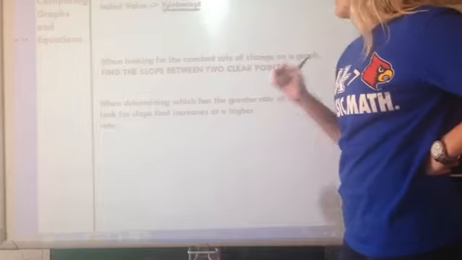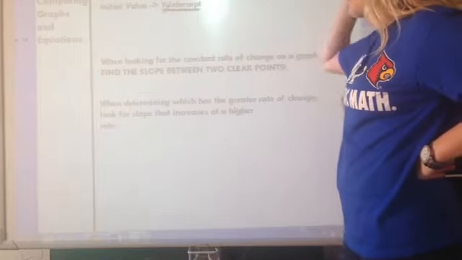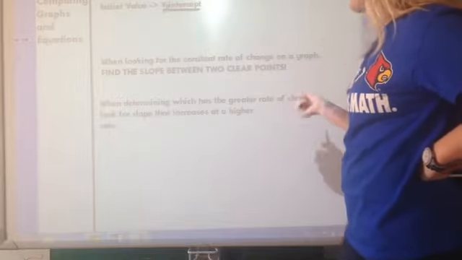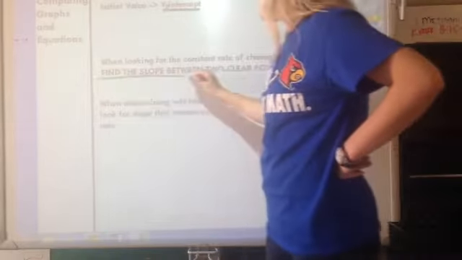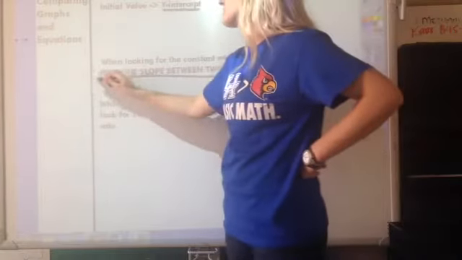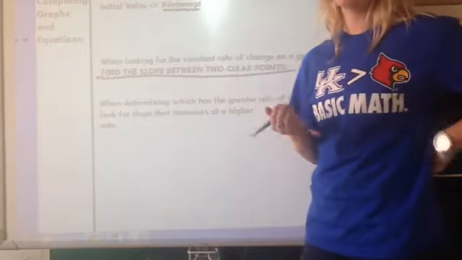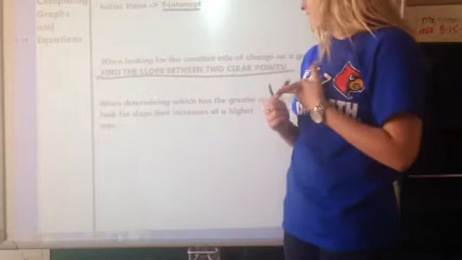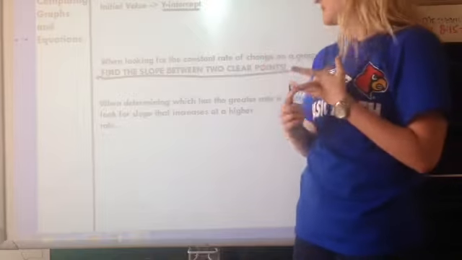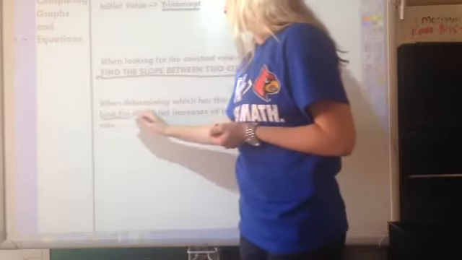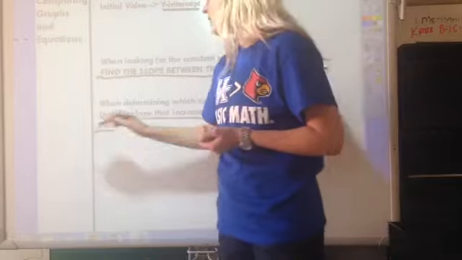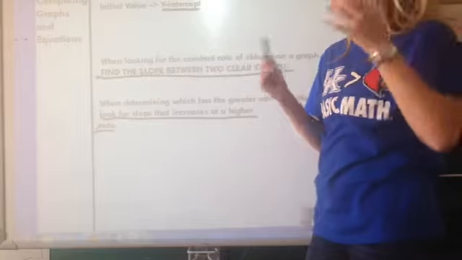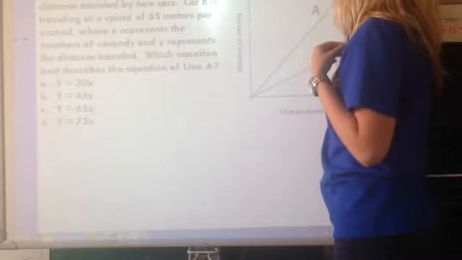Alright, so these are just some little hints. You don't have to write these down, but you do need to know them. When looking for the constant rate of change on a graph, find the slope between two clear points. We've been working on slope in math intervention to get that extra practice, so we should be super strong with that skill. When determining which has a greater rate of change between a graph or an equation, we want to look for the slope that increases at a higher rate. And I'm going to show you a couple of different problems to figure that out.